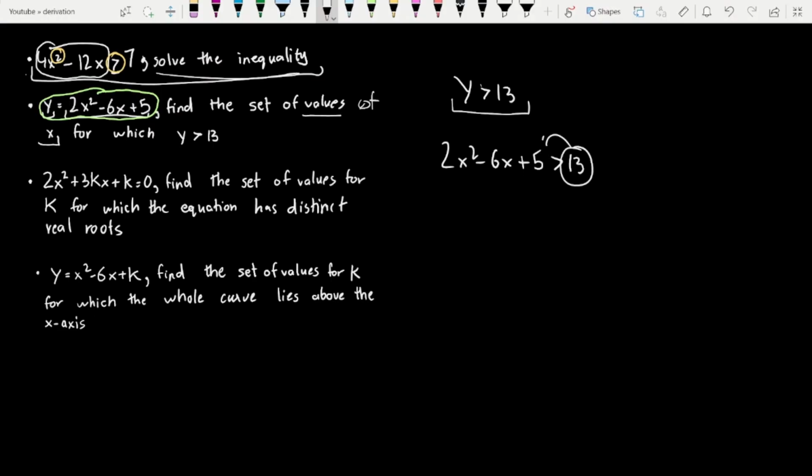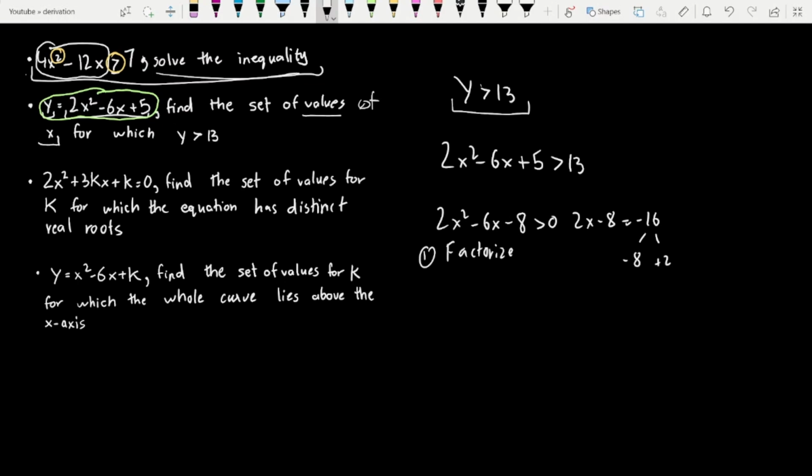So let's bring this 13 over to this side and get a 0. So this is going to be 2x squared minus 6x minus 8 is greater than 0. Now we got to factorize because it's an inequality, and we're just going to use the inequality method to solve this out. So 2 times negative 8 is going to be negative 16, and then our two numbers could be negative 8 and positive 2. So 2x squared will be minus 8x plus 2x minus 8 is greater than 0. We start taking out commons, so 2x, and you'll be left with x minus 4. And then you can take a 2 common out here, so you'll be left with x minus 4.